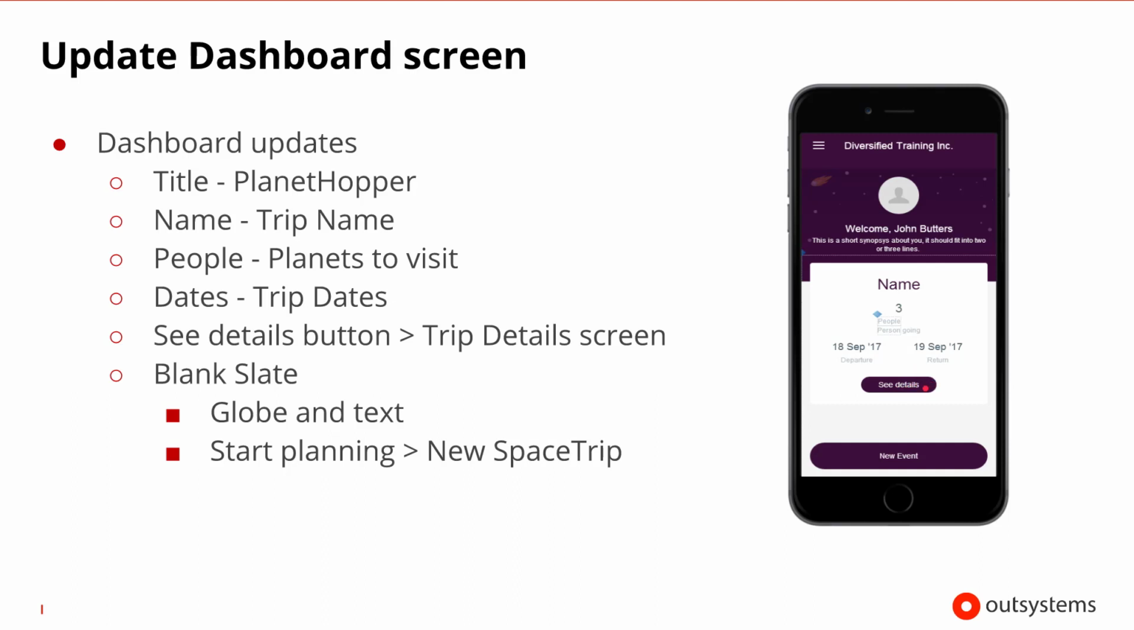There is something called the blank slate underneath this, and that means that if we come to this and we don't find any existing trips, then we should show basically a flat background and allow someone to start planning a new trip. So we'll go ahead and edit those as well. Lots to do. Let's go ahead and get started.